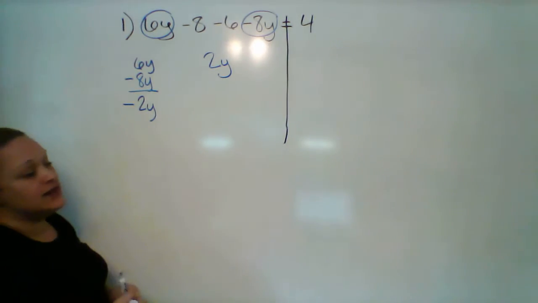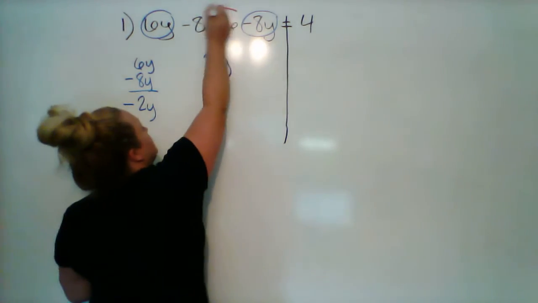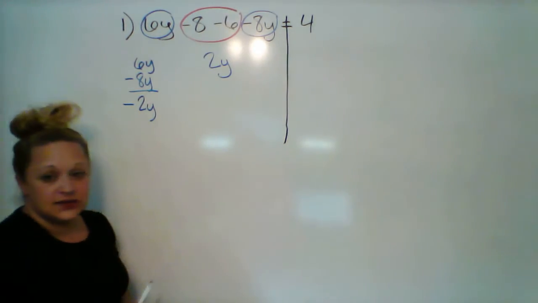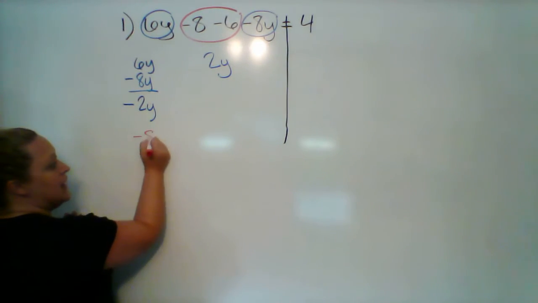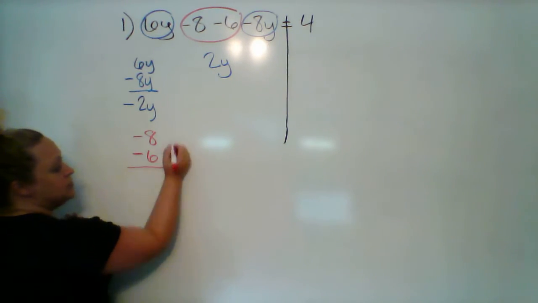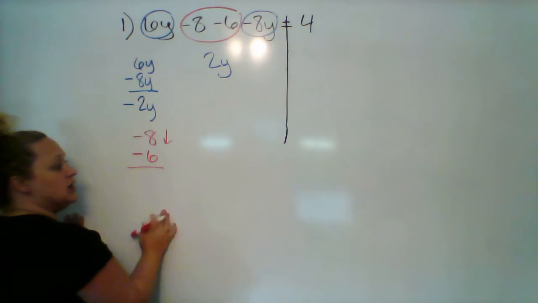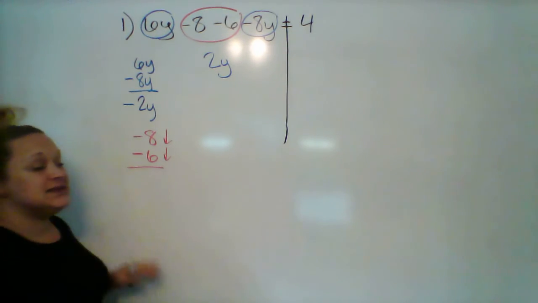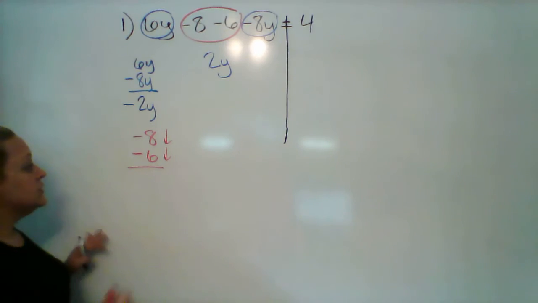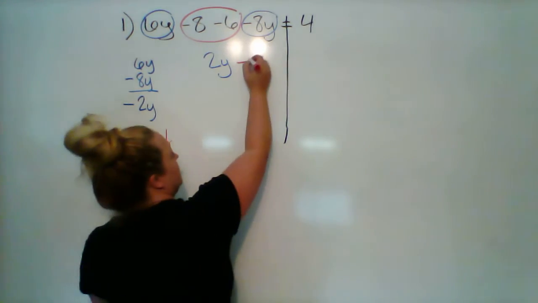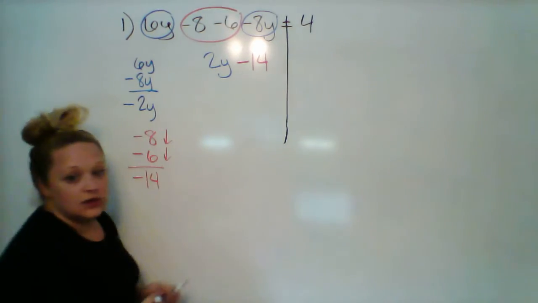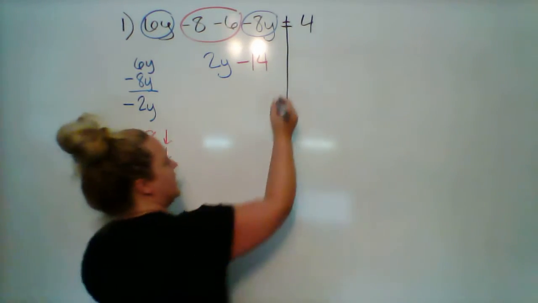I'm also going to see that I can combine a negative 8 and a negative 6. Well, a negative 8 and a negative 6 are both negatives. So negative 8, negative 6 means you owe someone $8, you owe someone $6 more. So therefore you owe them a negative 14. So we have negative 14, and then everything else stays the same.